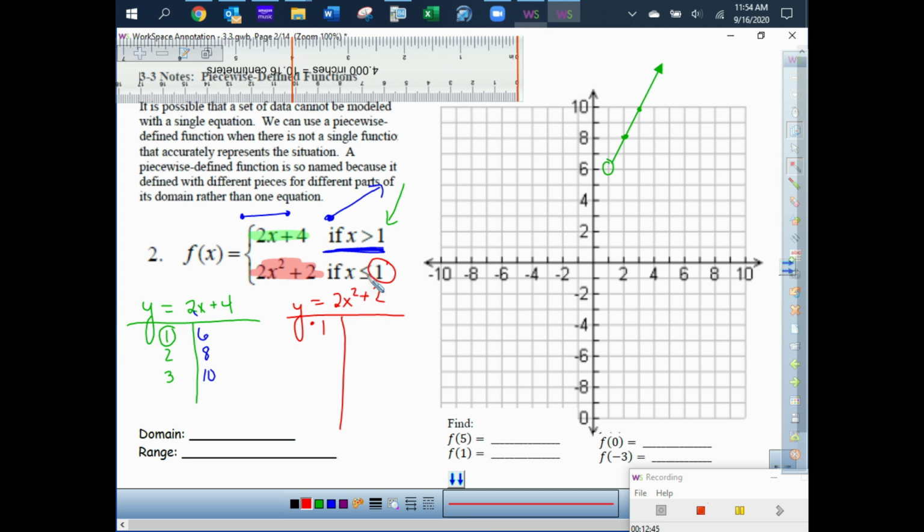Then I got to pick x's less than that, so I'm going to do a bunch: 0, negative 1, negative 2, negative 3, negative 4. Why am I picking a bunch? Because this thing's going to curve around, and I got to figure out where that vertex is and see where the breaking point is. How to find all these y values? Use your graphing calculator's table of values.